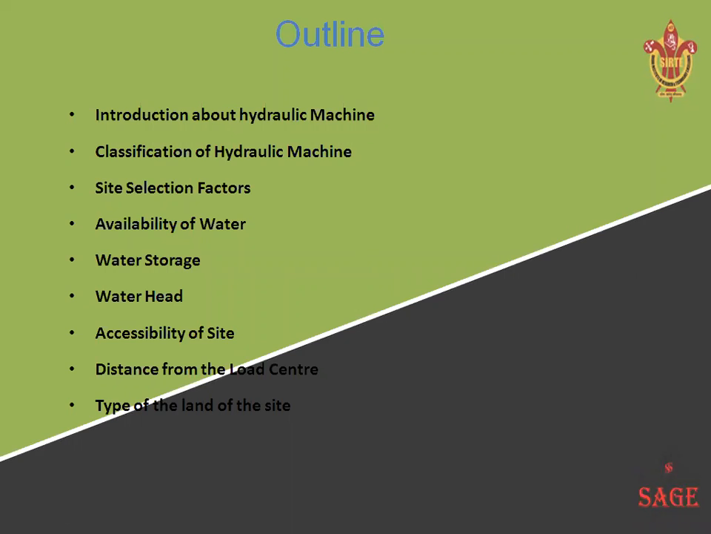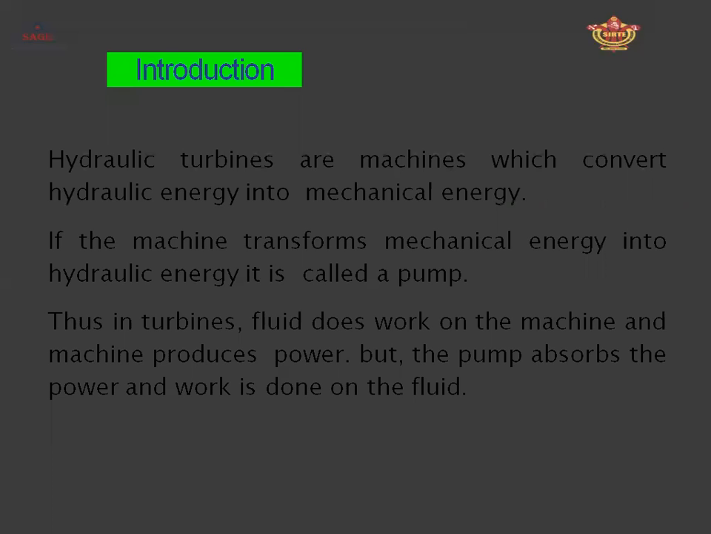Introduction about the hydraulic machine, classification of the hydraulic machine, site selection factors, availability of water, water storage, water head, accessibility of the site, distance from the load center, and the type of the land of the site.